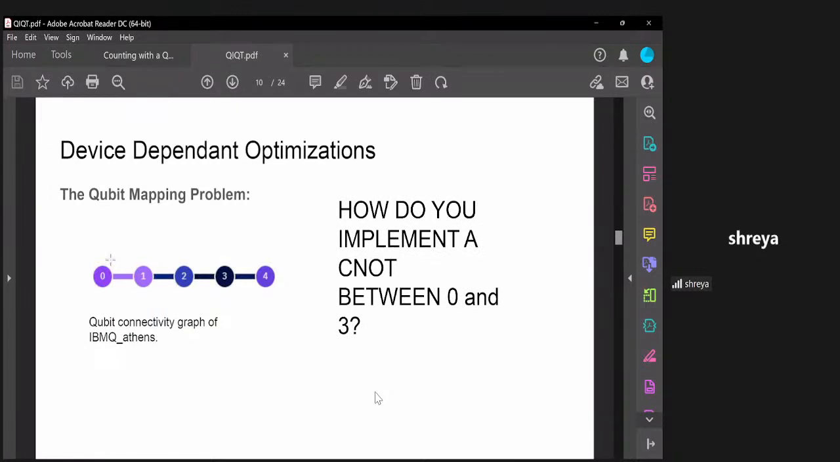So how do you implement a CNOT between 0 and 3? This is for the people that are getting introduced to this field, not for the experts. What you do in your code is write a CNOT and put the 0 and 3 in your brackets, and then the CNOT occurs. But what actually happens there? Because there is no 2-qubit connectivity between 0 and 3, you have to go through 1 and 2.